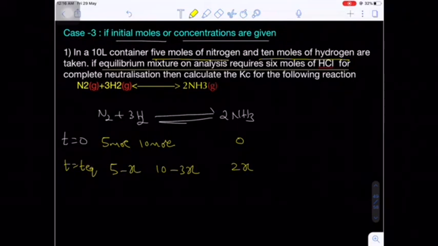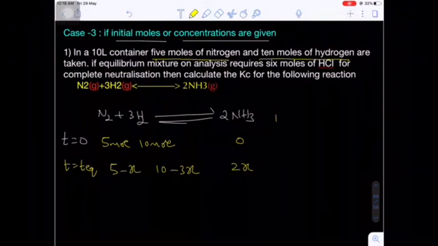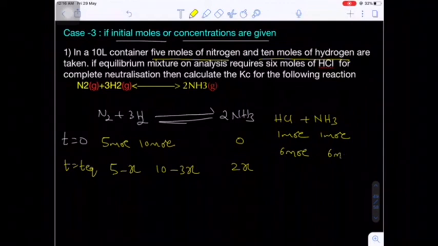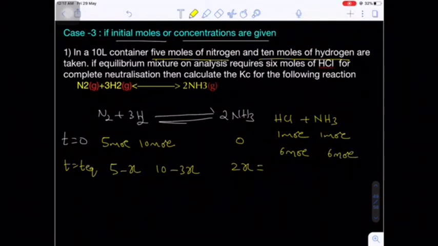Do you know ammonia is a base? Yes. A base can be neutralized by an acid. That means hydrochloric acid is neutralized by ammonia, so the ratio should be 1:1. 1 mole of HCl will consume 1 mole of ammonia. If 6 moles of HCl is there, obviously 6 moles of ammonia should be present. That means the total moles of ammonia, 2x, is equal to 6. So you will get the x value as 3.